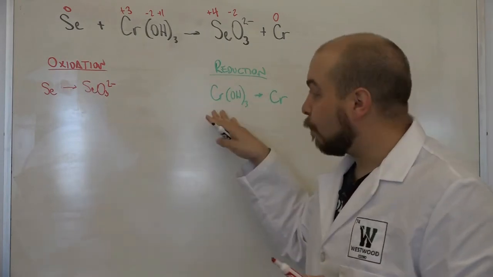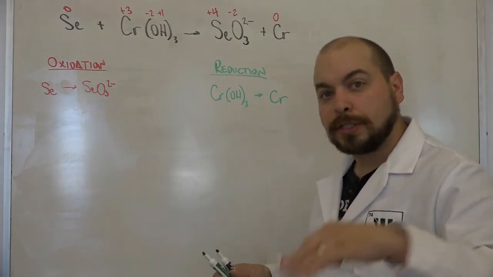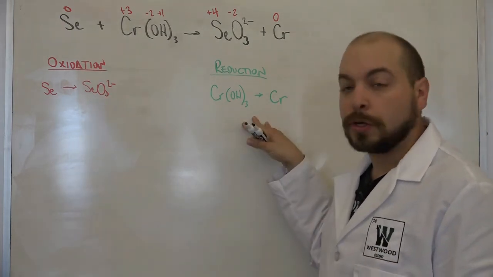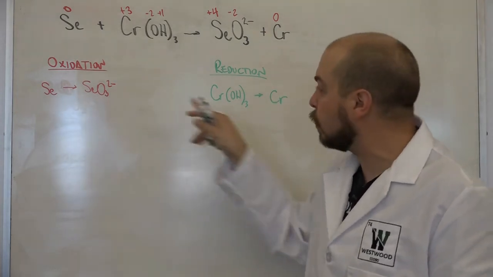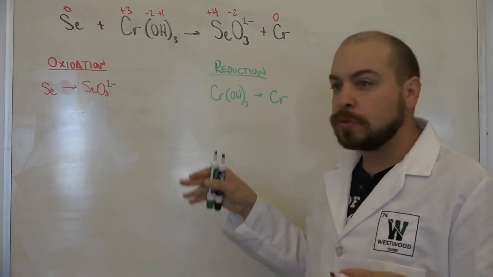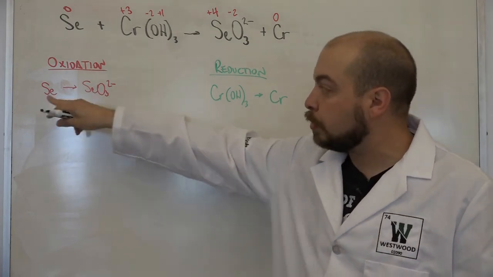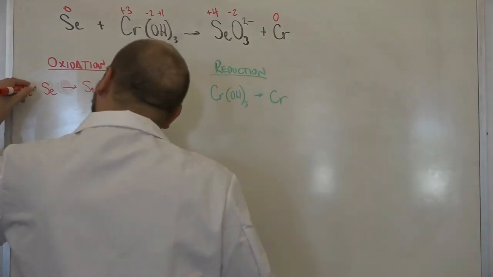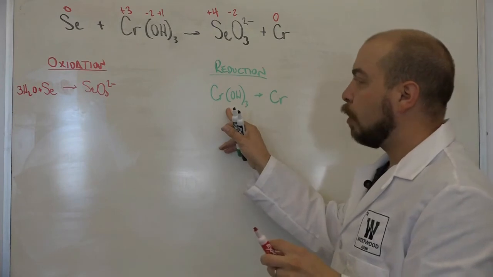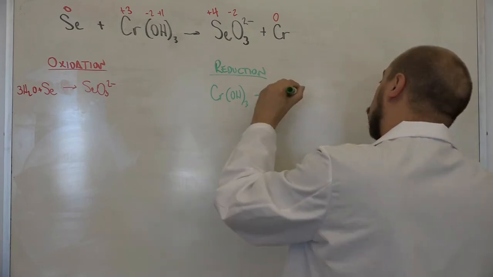Now that we've written our half reactions, we can go ahead and balance each one. First, for the number of non-oxygens and non-hydrogens. In this case, we're good because everything is balanced already. Selenium's balanced, both reactants and products, as is chromium. Next, we balance oxygens by adding water molecules. We need to add 3 water molecules to the reactant side of our oxidation half reaction here. And we need to add 3 water molecules to the product side of our reduction half reaction.